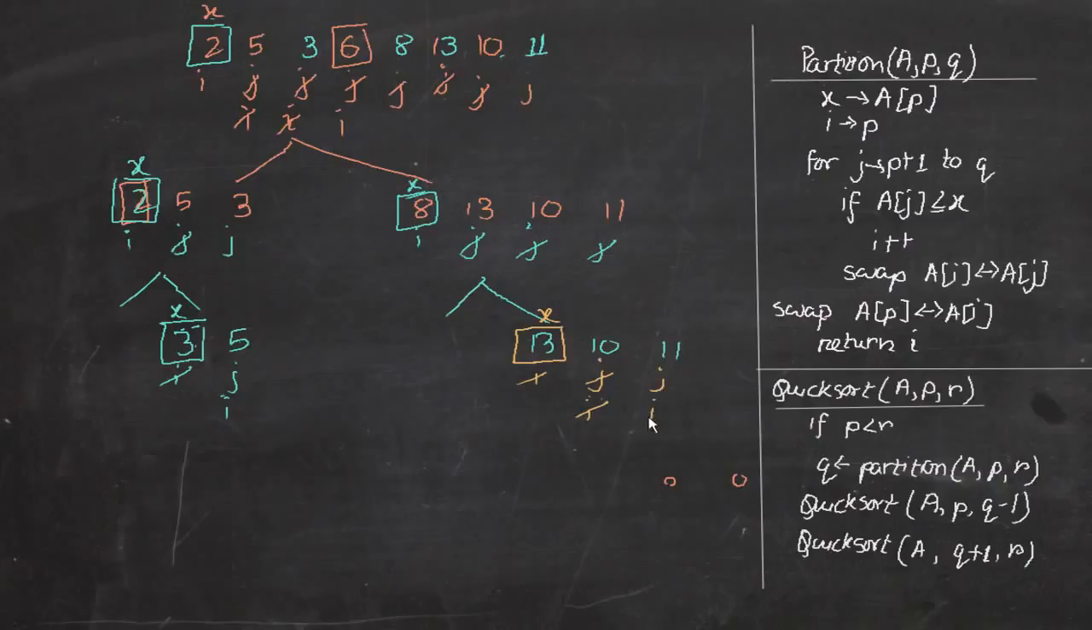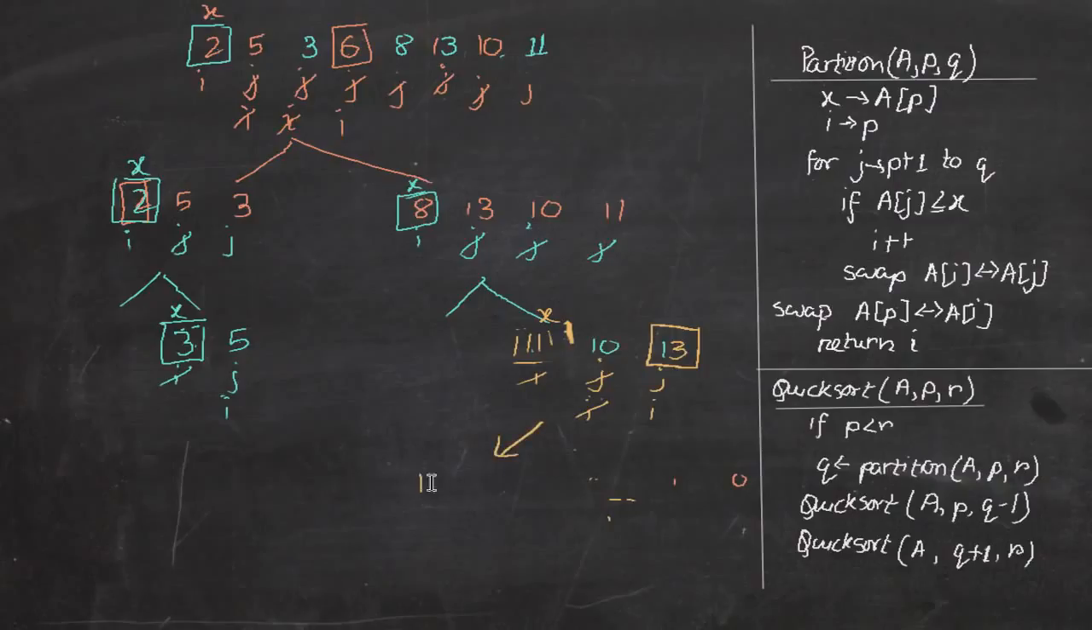We swap AJ and AI. Well, AJ and AI are in the same position, so we don't need to swap. So then we swap AP and AI. Here it's AP and this is AI. So we swap 13 and 11. So let's swap it. 13 and 11. This becomes 11 and this becomes 13. All right, so this is the i, we return i, so this 11 and 10 is divided again.